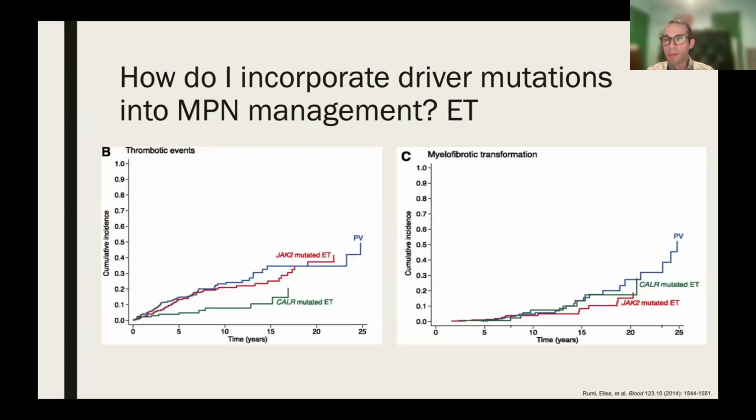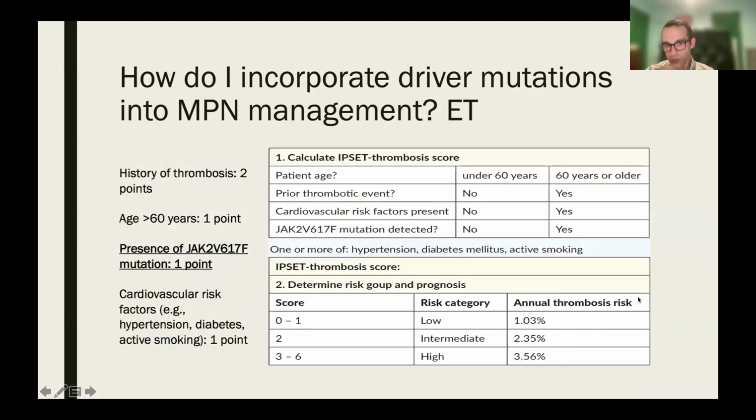In general, people with JAK2 mutant essential thrombocythemia have about a 2 to 3% chance per year of having a blood clot, compared to a person with CALR mutant ET, which has about a 1% chance per year of having a blood clot. We can see the same thing but flipped for myelofibrosis. We have a higher rate here of CALR mutant ET turning to myelofibrosis versus JAK2.